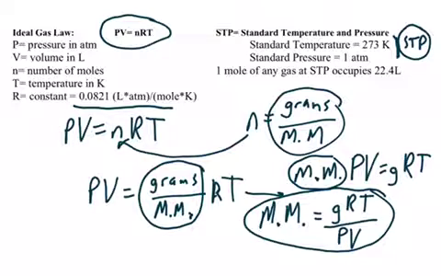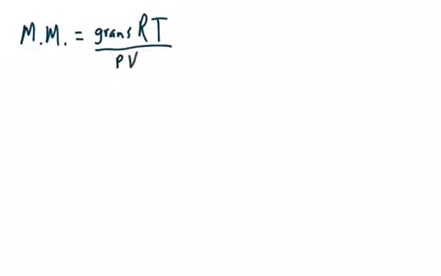Now I'm going to continue with these derivations. Let's go to the next page, and let me write this down. So you just saw that molar mass is equal to grams, which is mass, times R times T divided by PV. This is going to be our first derivation.